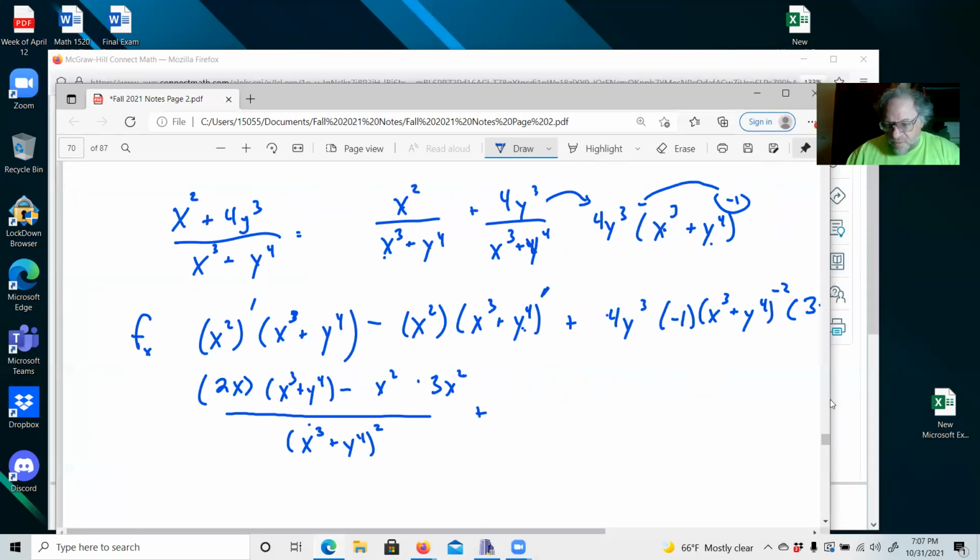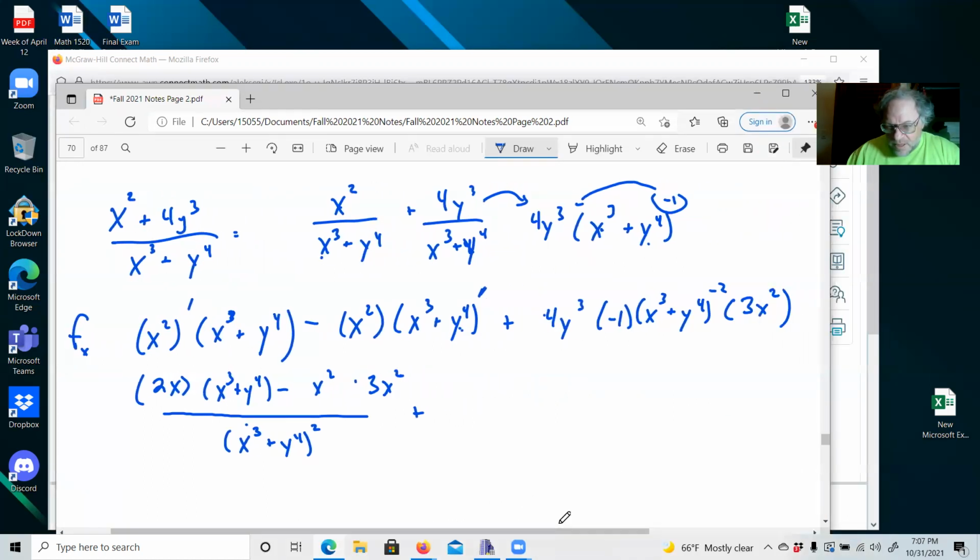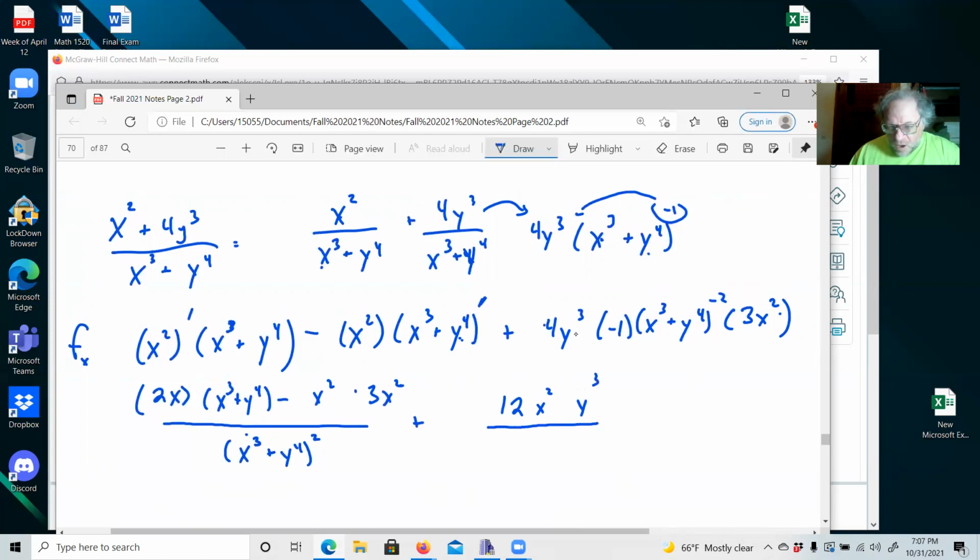So we have 3x squared times 4y cubed. So that's going to be 12, 3 times 4, x squared, times y cubed, all over x cubed plus y to the fourth. What's the power on this? It's negative 2, so that goes down on the bottom.